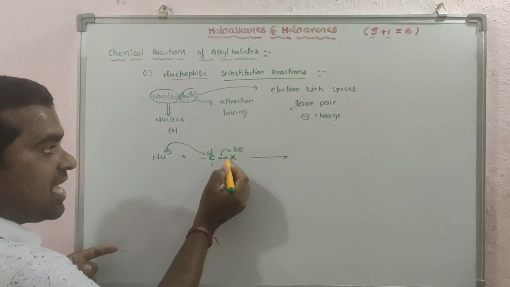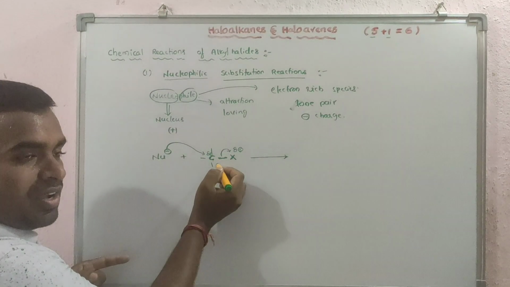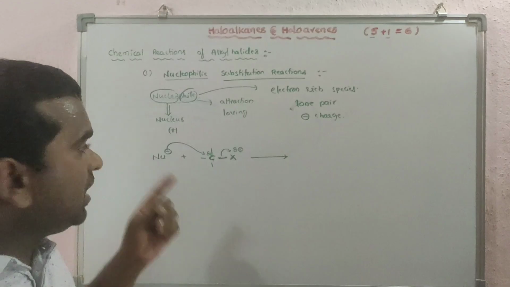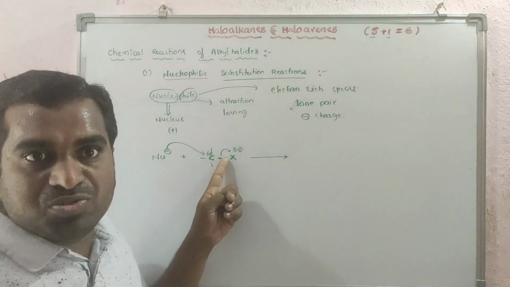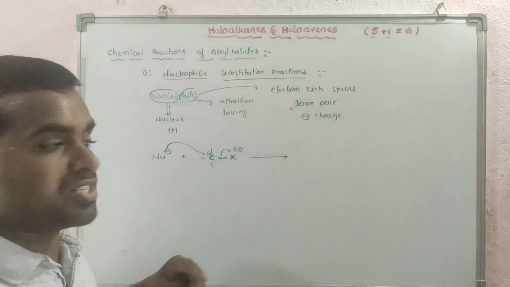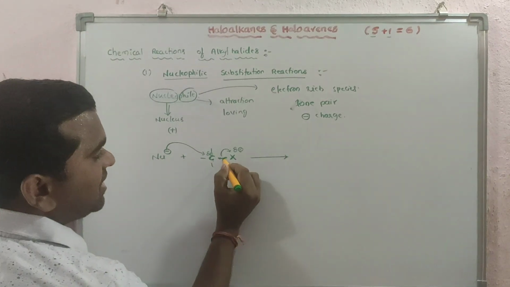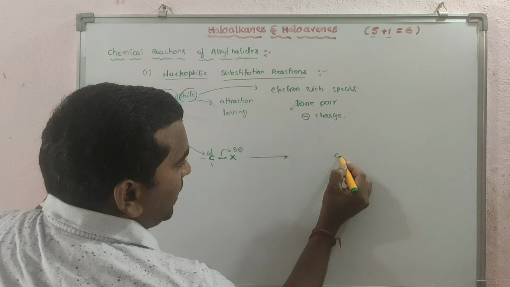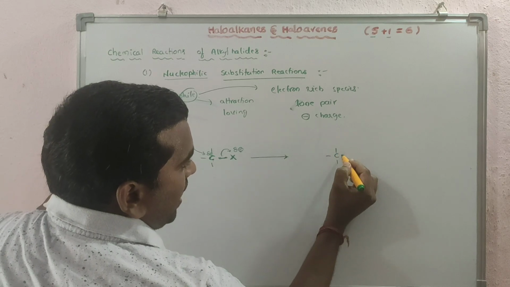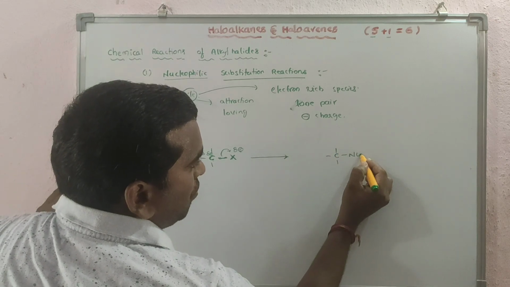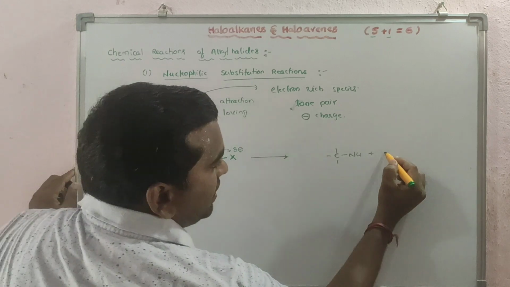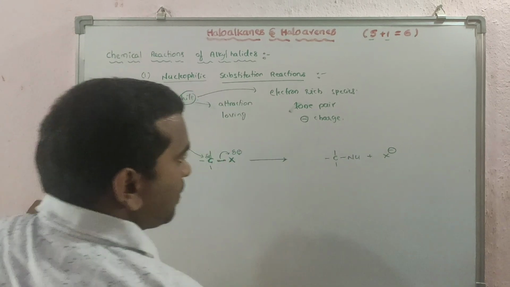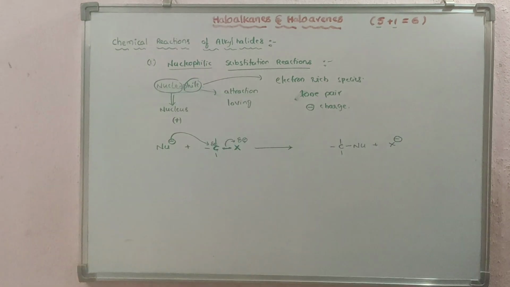Clear? But carbon already has 4 bonds here, and carbon should form 4 bonds only. If it makes another bond, there would be 5 bonds with the carbon. So one bond should break, and then you get this compound. The nucleophile is added here, and X minus is removed. This is what we call a nucleophilic substitution reaction. See here.